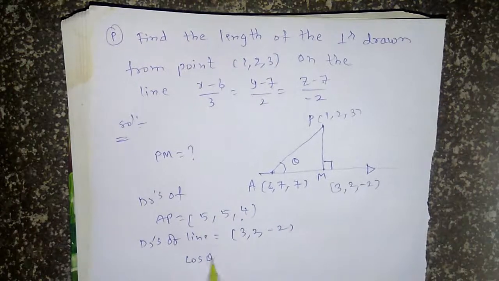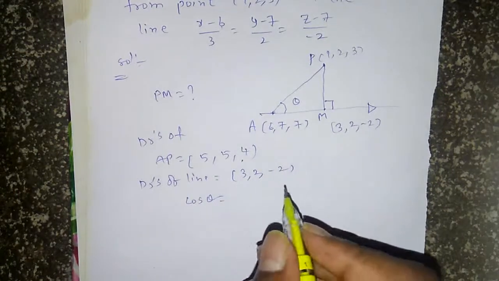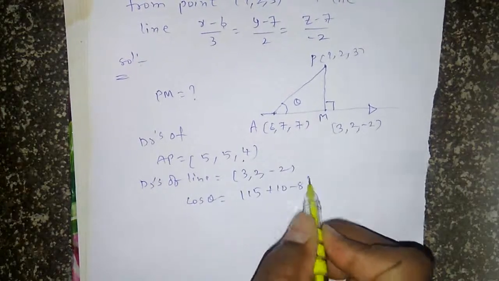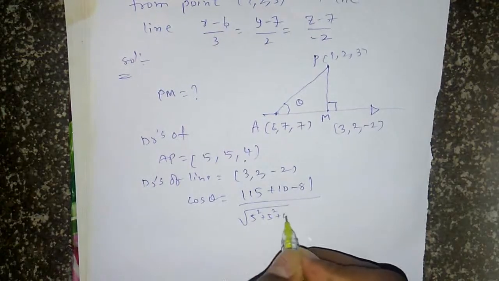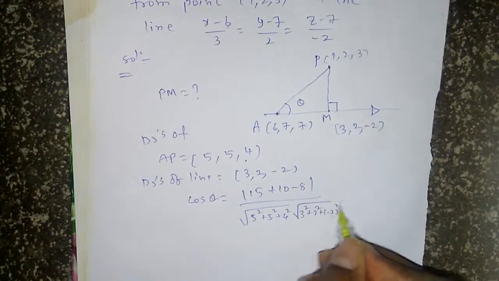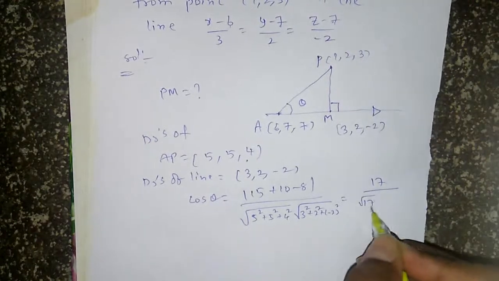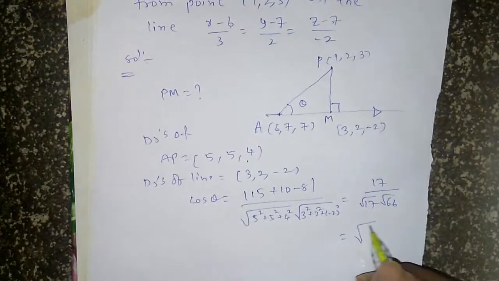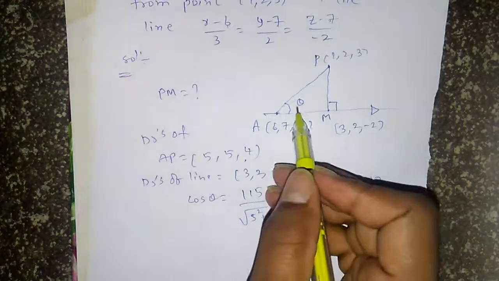Now the angle formula: cos theta is a1a2 plus b1b2 plus c1c2. Earlier in the first problem we wrote that formula. So that is 15 plus 10 minus 8 by root of 5 square plus 5 square plus 4 square, root of 3 square plus 2 square plus minus 2 square. So this is 17 by, this is 9 plus 4, 13, root 17. So this is 25 plus 25, 50 plus 16, root 66. Okay, this is 17 by root 66. This is cos theta.